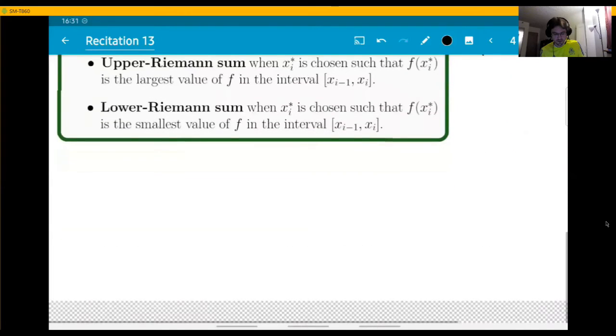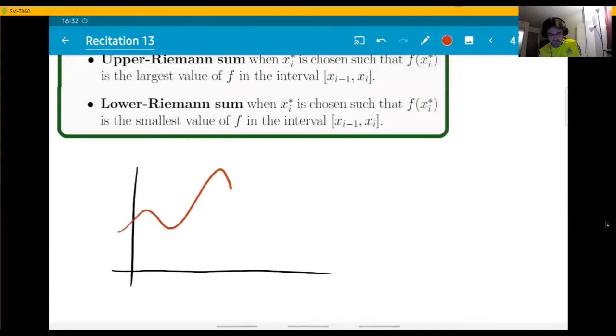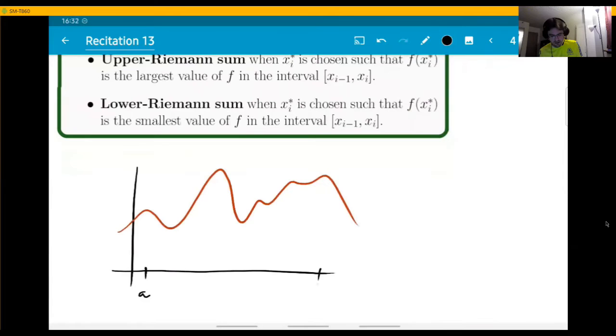So just an example, imagine that you have a function that keeps going up and down. And imagine that, okay, here's AB. Inside AB, there's going to be several subintervals. Let's say this is one of them. Here's x_{i-1} and here's x_i. So inside of this interval, we're going to be selecting a point x_i star.